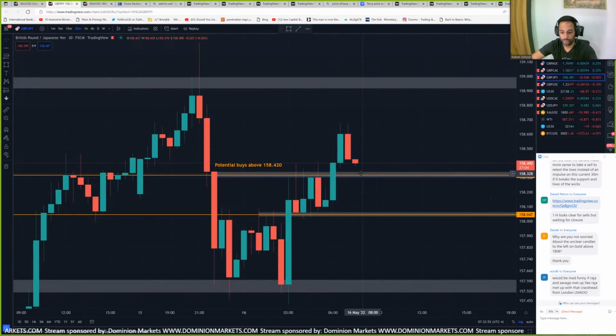Yeah, pound yen should create support here for price to move up. We'll see. Formation of support for price to move up.